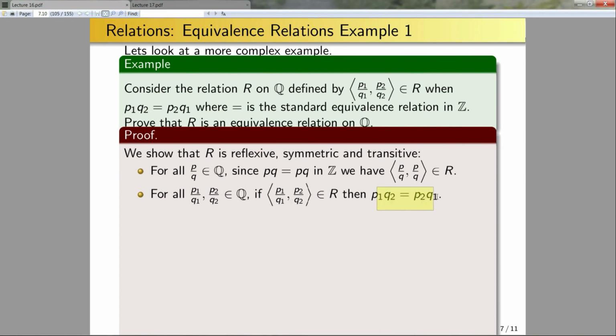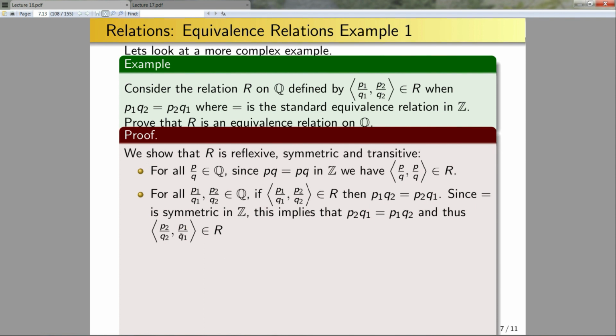Well, these things are integers. So I can simply note that since equals is symmetric in Z, I can swap this order. So p2 q1 will be equal to p1 q2. Thus, from here, I get that (p2, q2) and (p1, q1) are related. Okay, so from here we have that this is symmetric.